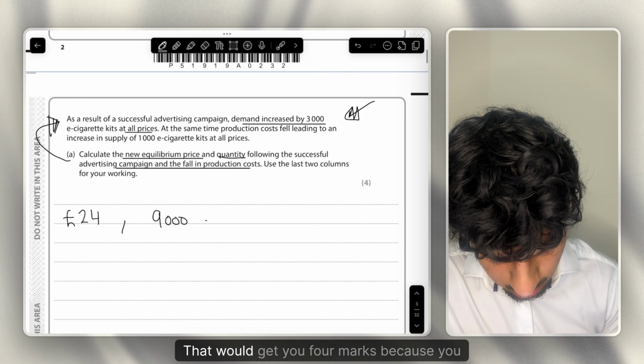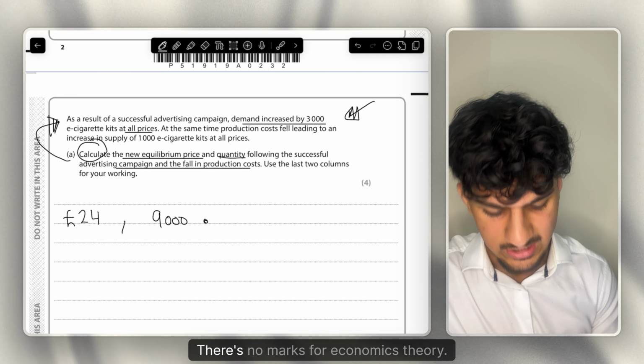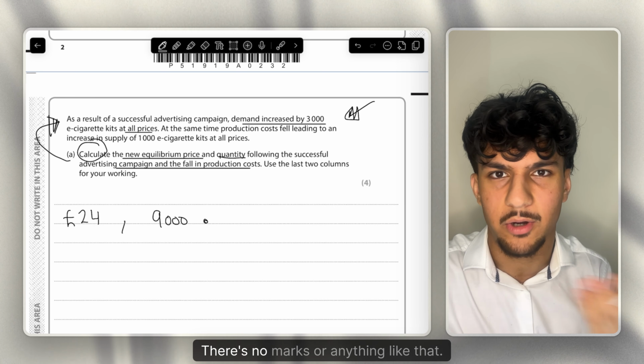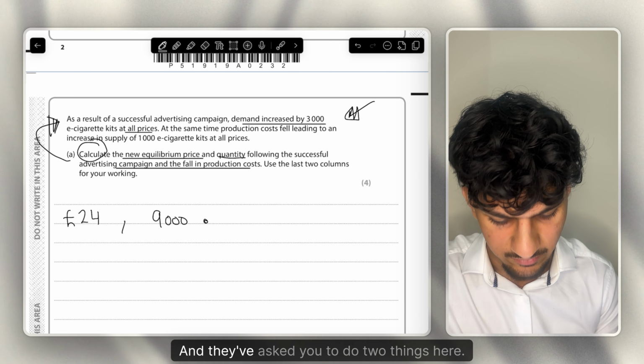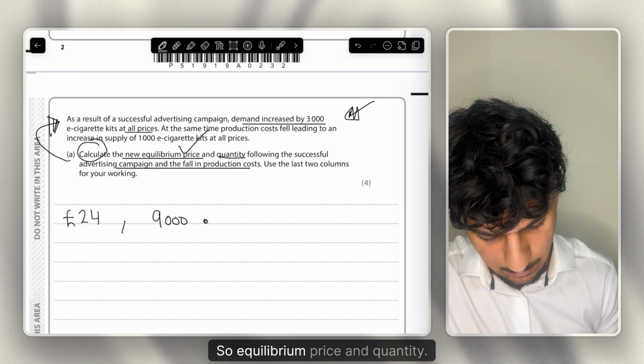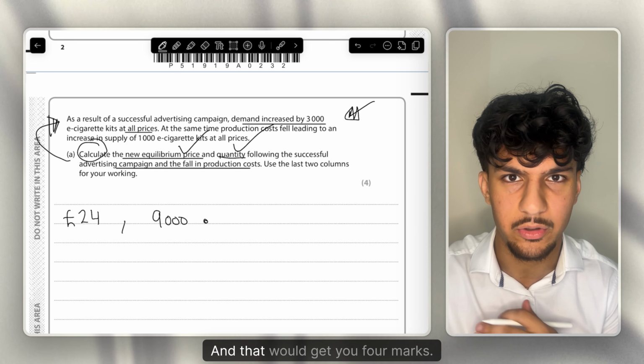And that would get you 4 marks, because remember, it is a calculate question. There's no marks for economics theory. There's no marks for anything like that. It's just about calculating what they've asked you to calculate, and they've asked you to do 2 things here. So equilibrium price and quantity, and that's pretty much it. And then perfect. And that would get you 4 marks.